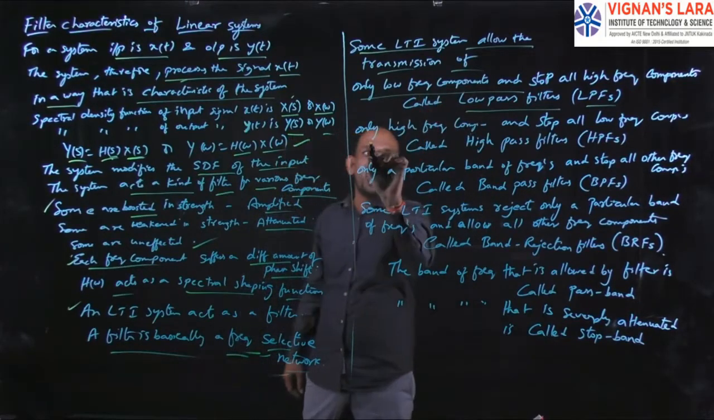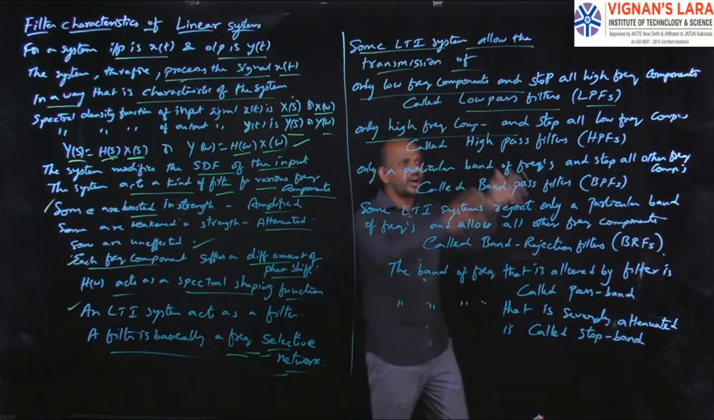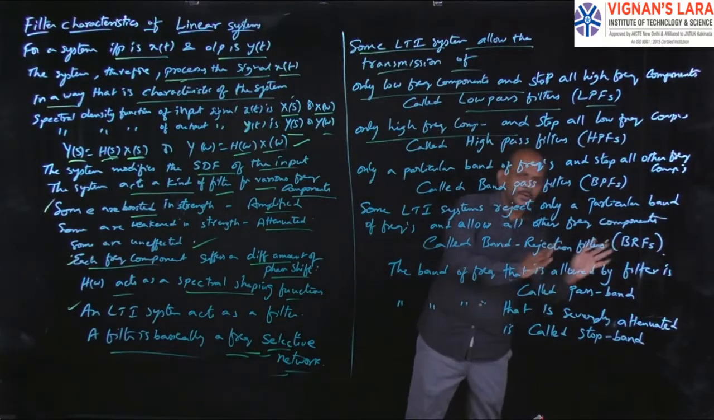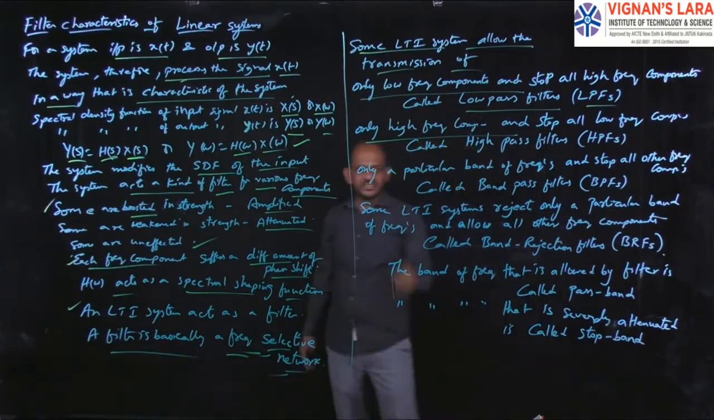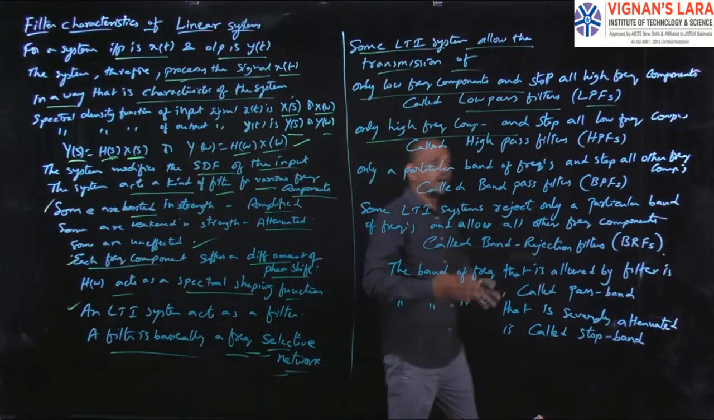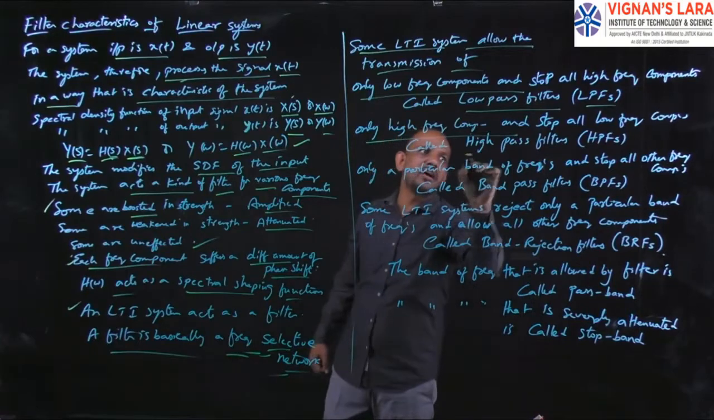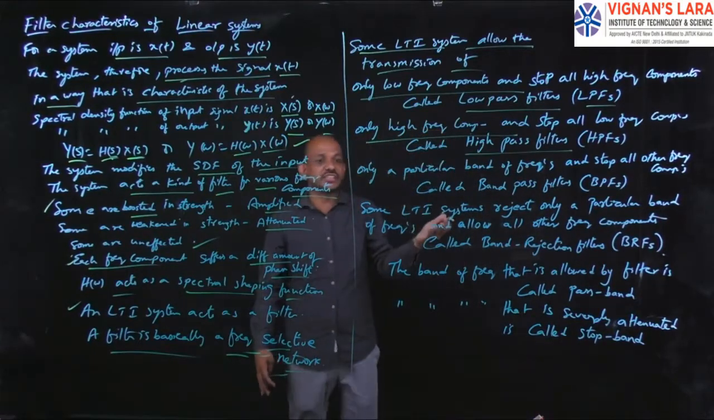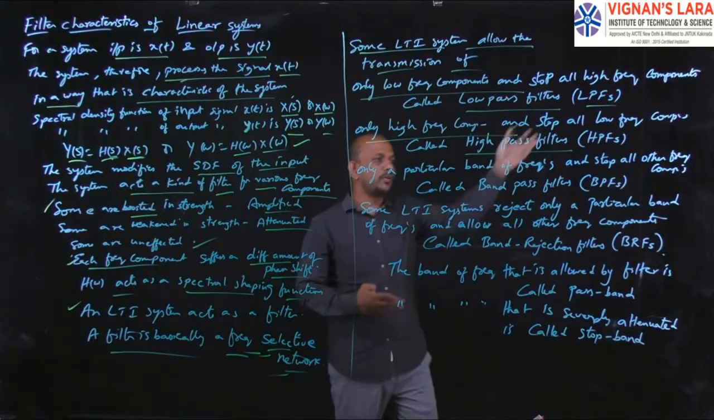Some other LTI systems allow the transmission of only high frequency components, and stop all the low frequency components. Through these systems only high frequency components pass, and low frequency components do not pass. They are called high pass filters.